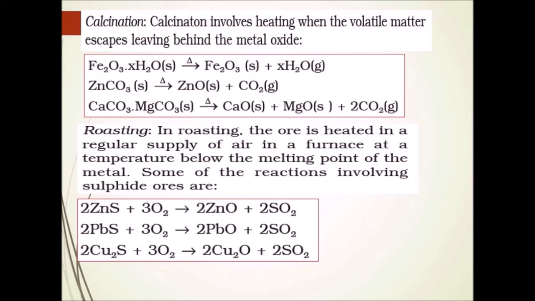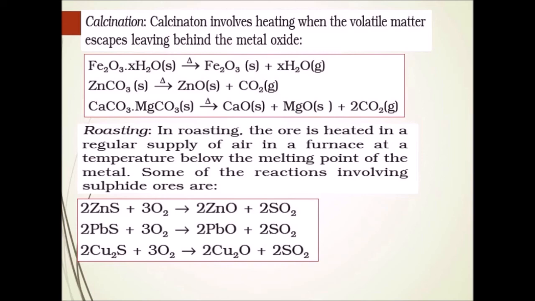For example, sulfide ores like zinc sulfide, lead sulfide and copper sulfides, when treated with excess of oxygen, form the respective oxides, zinc oxide, lead oxide and copper oxide, liberating sulfur dioxide gas. This sulfur dioxide gas liberated is actually utilized in the manufacture of sulfuric acid. During roasting, the volatile impurities are easily expelled and the ore becomes porous.